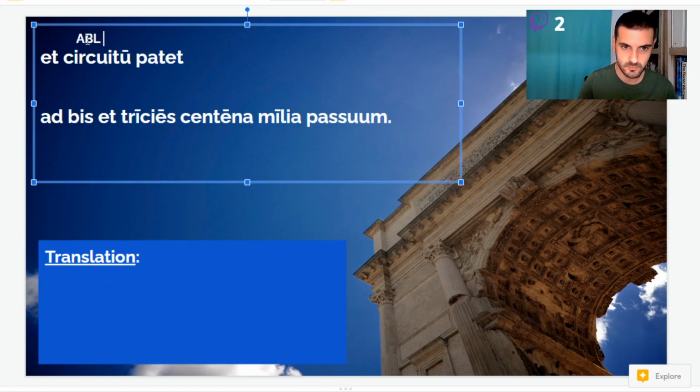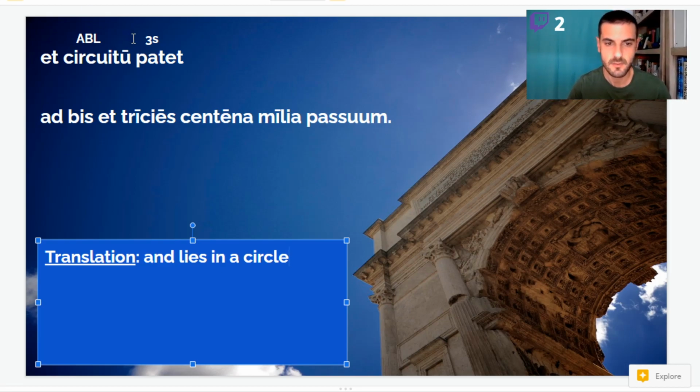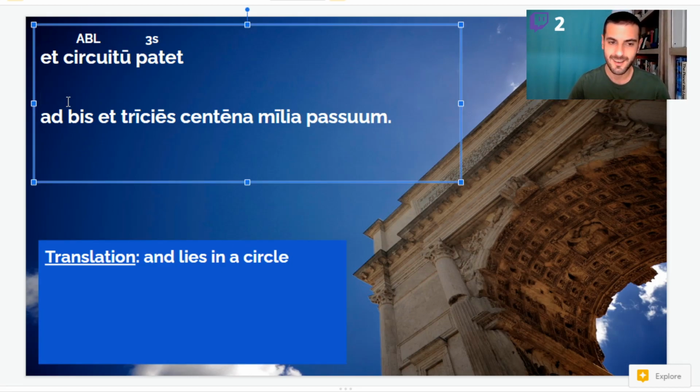et circuitu patet. Patet means to lie, in a sense of, so we're still talking about Gaul, which is between the Alps and all those rivers, and lies in a circle. Okay. So the idea is that, you know, it's an area bounded by all of those geographical borders, rivers and mountains and all that stuff. And it lies in a circle ad bis et tricies.